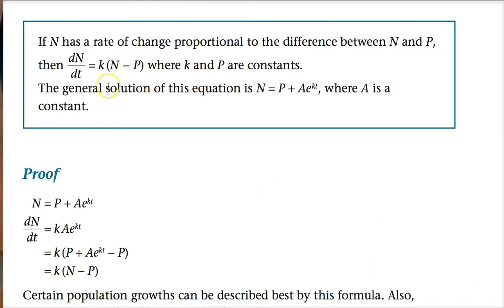So the way we prove, guys, there's 2 ways to do the proof, the hard way and the easy way. The hard way would be to start with dn/dt. We're not going to do that. We start with n equals p plus ae to the kt, and we differentiate it. Much, much easier.